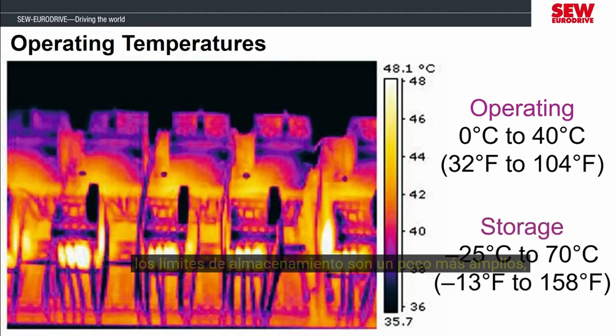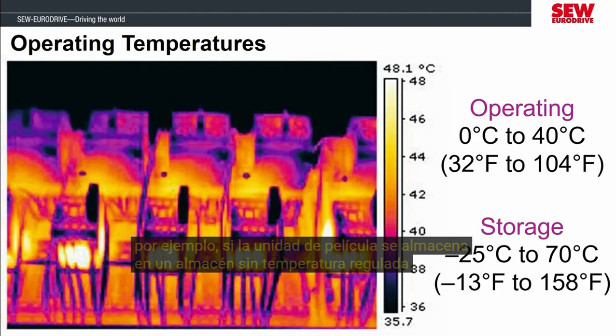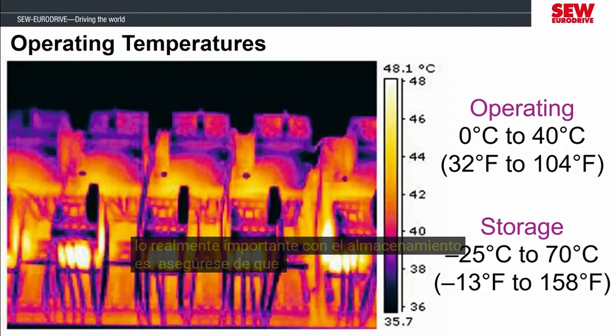The storage limits are a little wider. For example, if the MOVIDRIVE is stored in a non-temperature regulated warehouse and it fluctuates in the winter or summer seasons, that's okay as long as it's not operated at those temperatures. The really important thing with storage is to make sure it remains dry and condensation isn't happening on the MOVIDRIVE. These MOVIDRIVEs are only rated for IP20, so it can be damaged if it comes in contact even with small amounts of moisture.